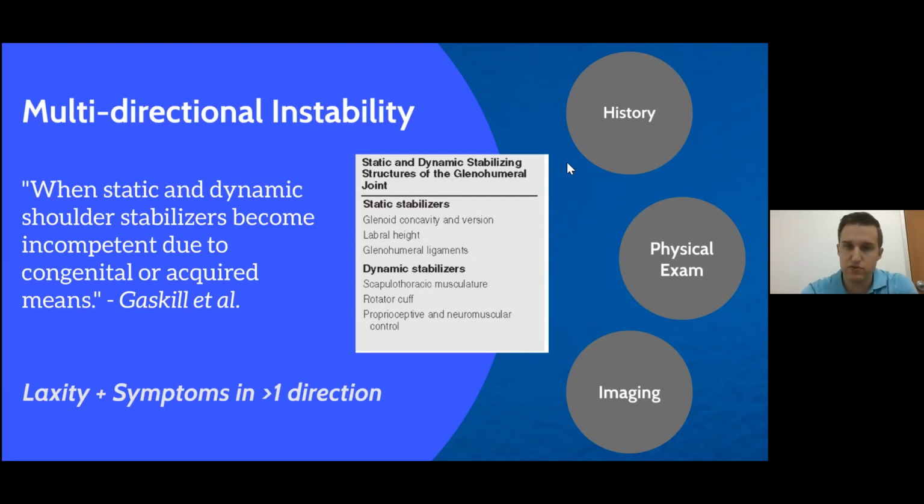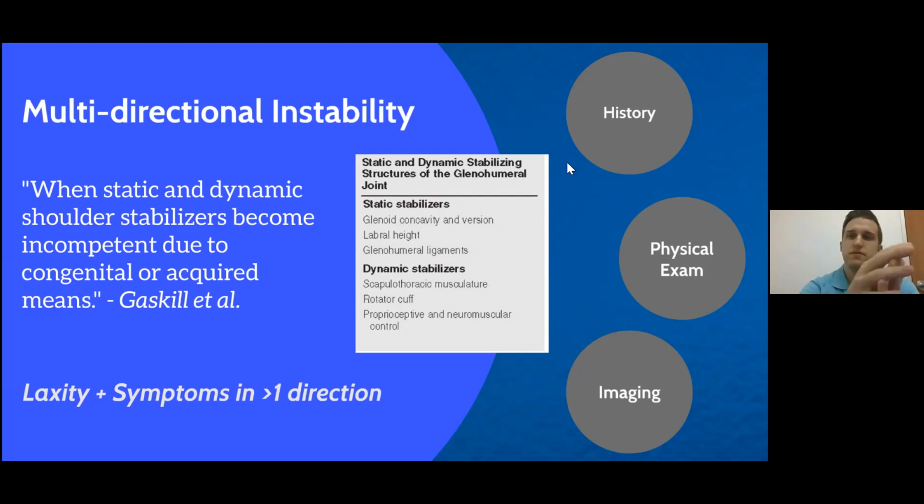And then the glenohumeral ligaments, so basically the joint capsule and the laxity that could be prevalent in that. And the dynamic stabilizers, or more of the neuromuscular components, are going to be the scapulothoracic musculature, the rotator cuff, of course, and then just the ability to sequence and use these muscle synergies together with the proprioceptive and neuromuscular control involved with that stuff.